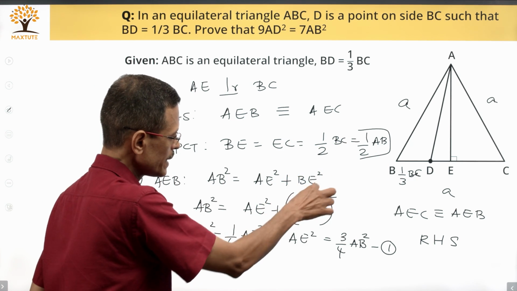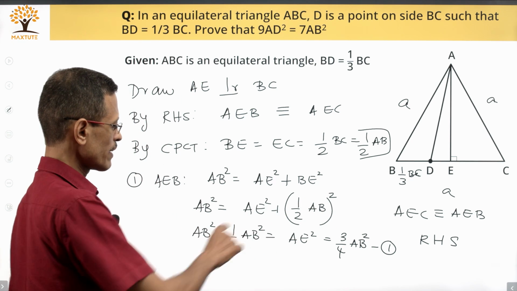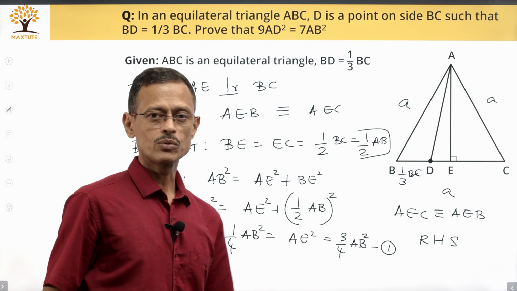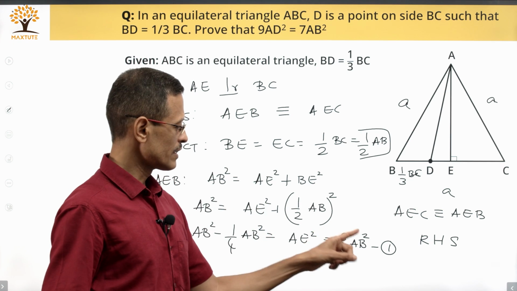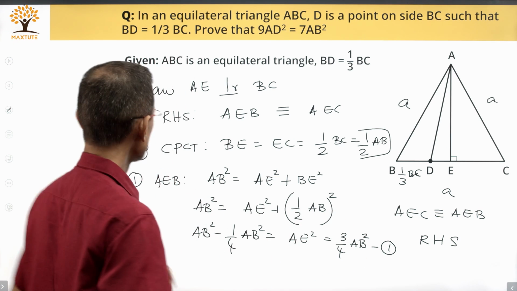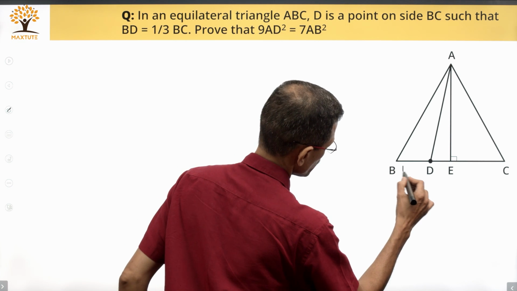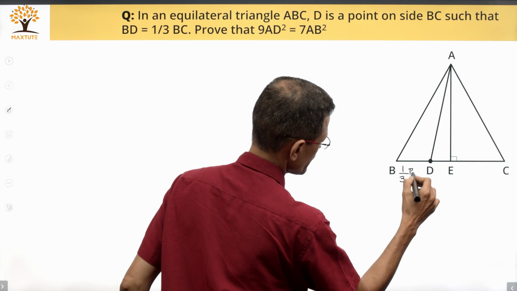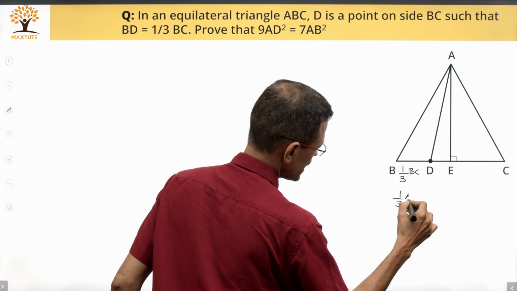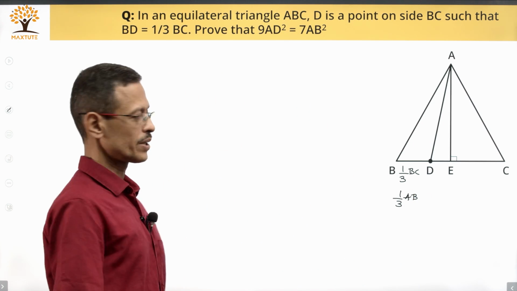So replacing BE as half AB, we finally found out that AE square is equal to 3/4 of AB square. We'll recall this whenever required. Let's apply Pythagoras theorem on the second right triangle. BD is equal to 1/3 of BC, which is nothing but 1/3 of AB if you want, because BC is equal to AB.